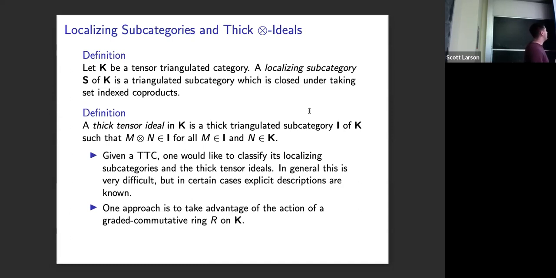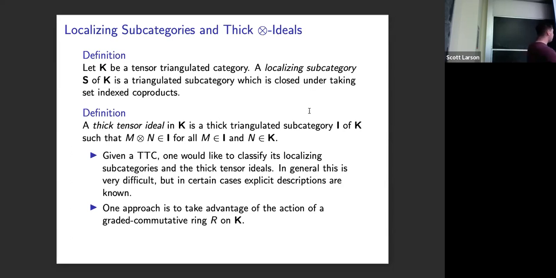Yeah, so, and the thick tensor ideal, I think I already said this, is a triangulated subcategory with this absorption property. And so we'd like to classify thick tensor ideals and localizing subcategories. And in general, this is very difficult. But there are some techniques that have been developed recently that actually allow you to do this.